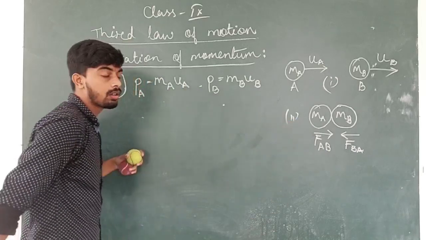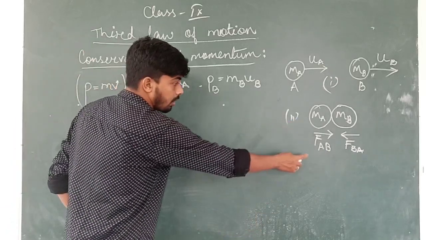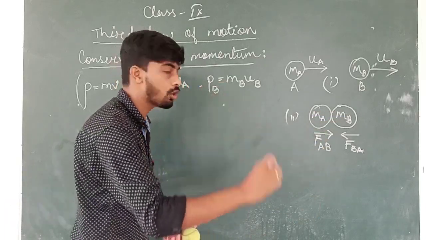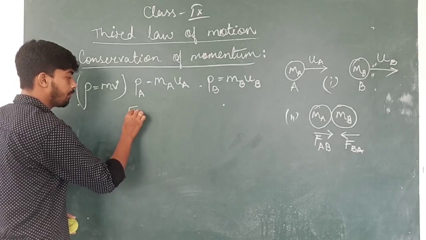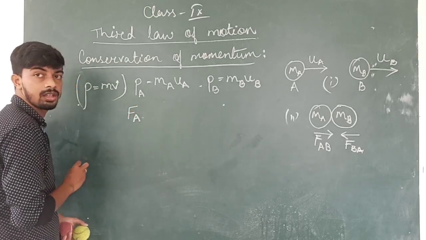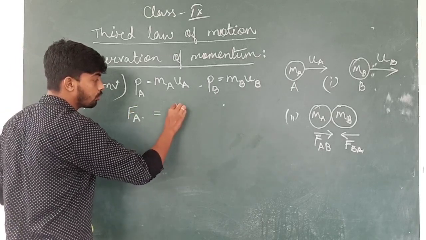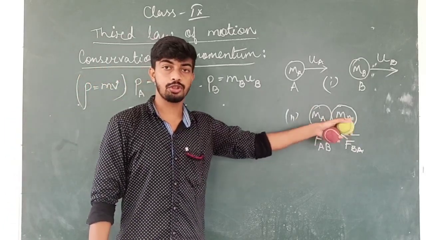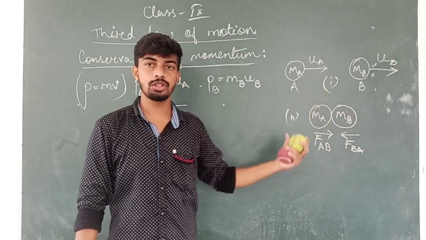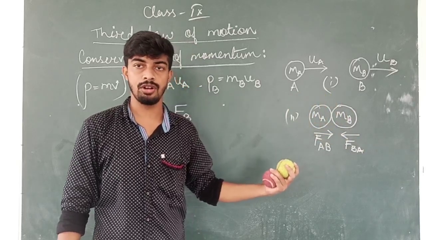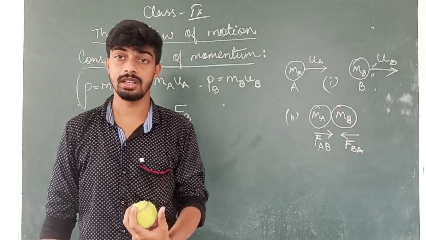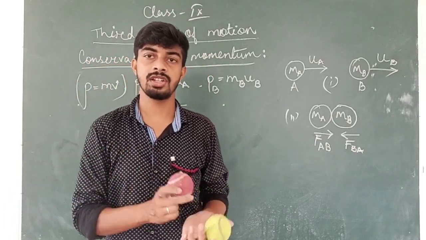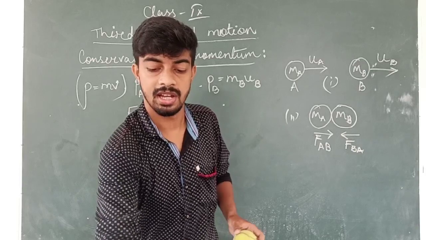In the second one, what is happening? A is colliding with B. That means A is putting some force on B, force of A, which is going on to B. If A is putting force on B, B will also be putting some force back on A, because it validates our third law of motion: for every action there is an equal and opposite reaction.